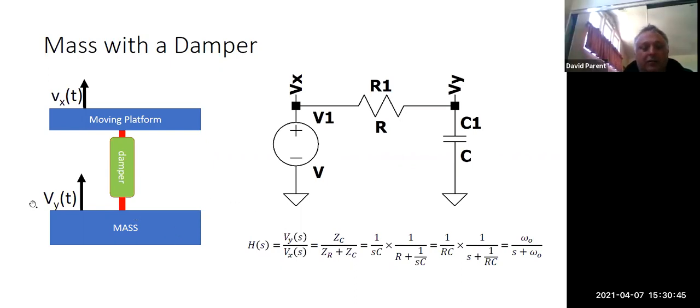All right. So in this case, we have a moving platform, and suspended is a mass and a damper. So Vx is the input.